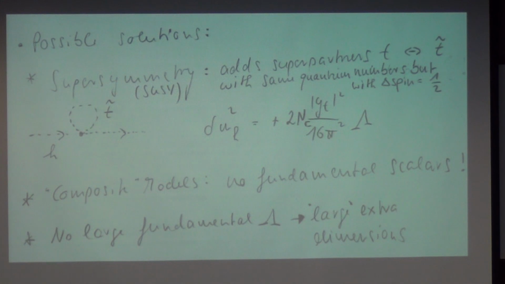Another possibility would be that there is in fact no really large scale in the theory at all, like the large extra dimensions. There would be a third possibility to solve it. And there are also some additional proposals. But what is important for this talk is that supersymmetry can solve this problem in this way.